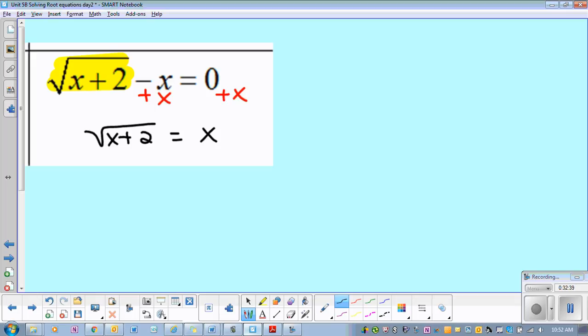Now, guys, how do I get rid of the square root? Square it. Good. And whatever you do to one side, you do to the other side. Now the square root and that square go away. And then we have x plus 2 equals, on that side is what? Squared.